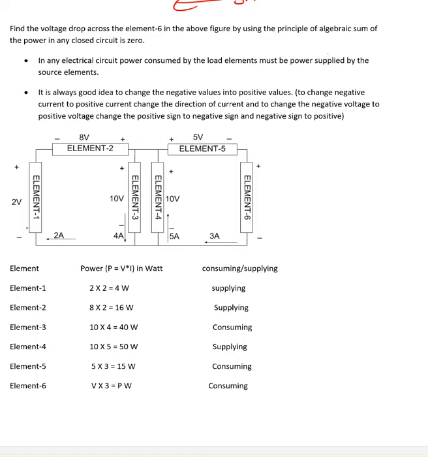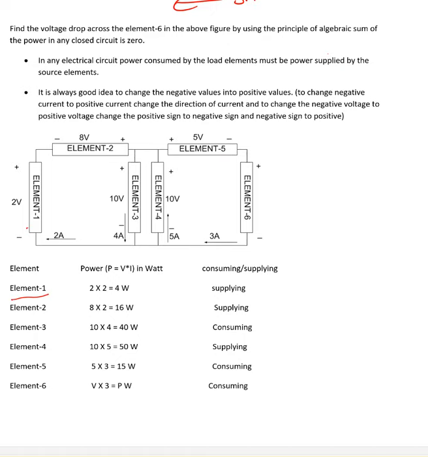Element 1 right here, 2 times 2, 4 watts. Where did I get that 2? 2 is already given. So the current passing through here is also 2 ampere. Whatever current enters element 1 must go out of element 1. So element 1, 2 times 2, which is 4 watt, it is supplying.